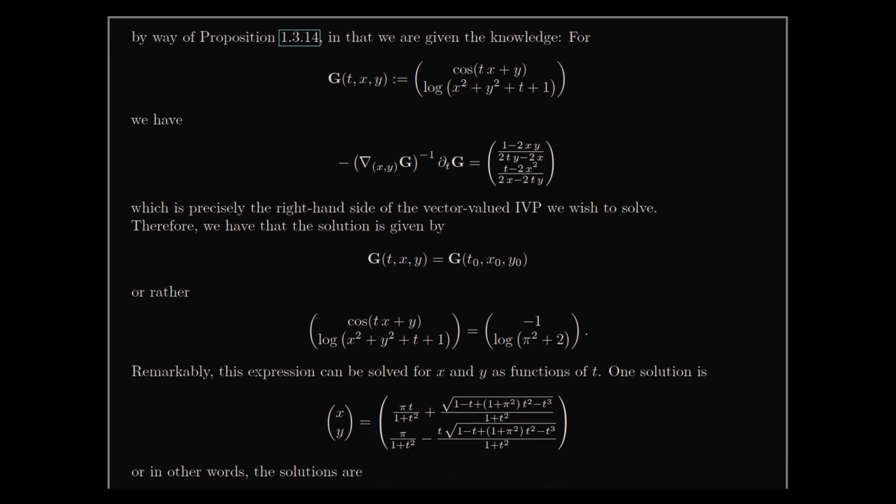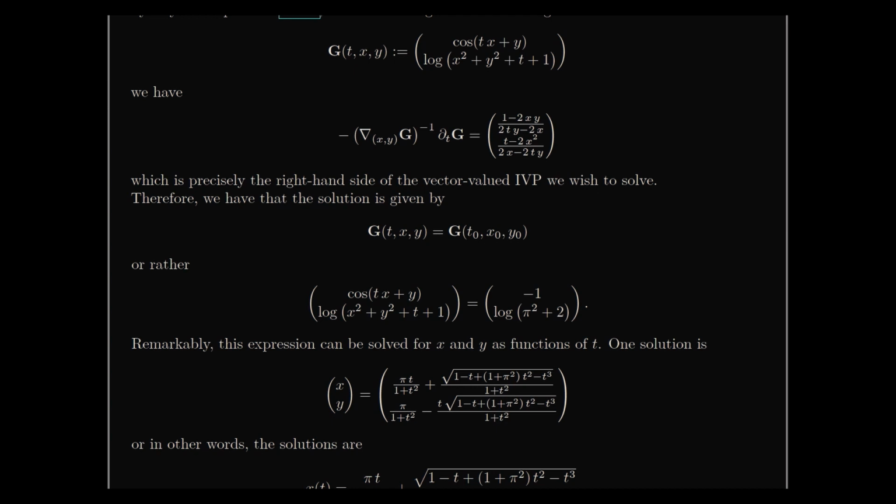And I said, great, that's awesome. I will solve the differential equation then. So the differential equation has to be solved by setting g of t, x, y equal to g of t naught, x naught, y naught, where this is the evaluation at the initial conditions.